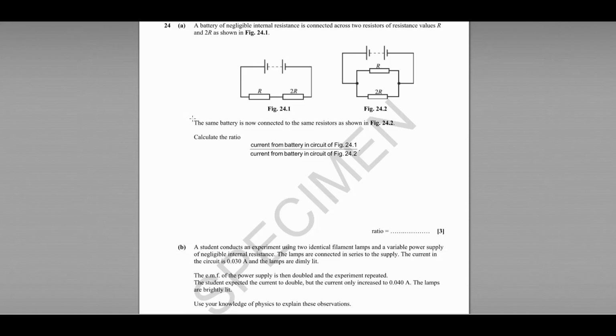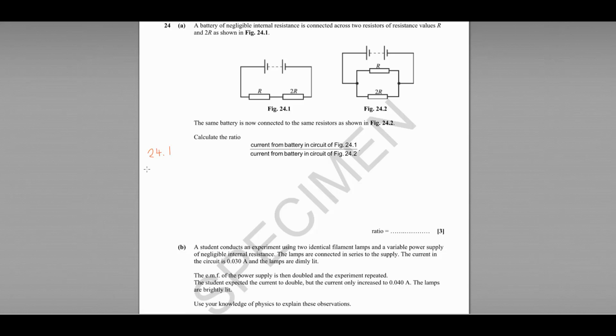Question 24 shows us a couple of circuits with resistors in series and in parallel, and asks us to work out the ratio of the current in one circuit to the current in the other circuit. So to do this, let's take one circuit at a time. So circuit 24.1, let's call it, for the first one.